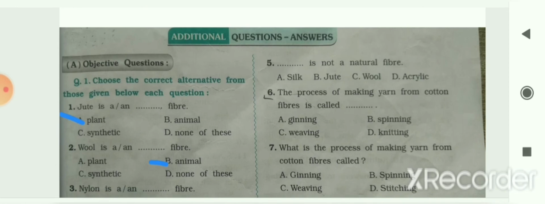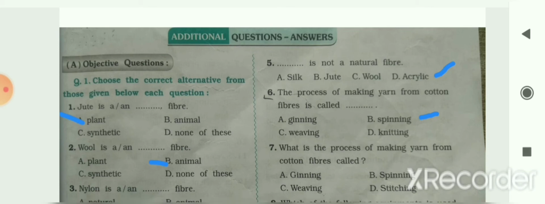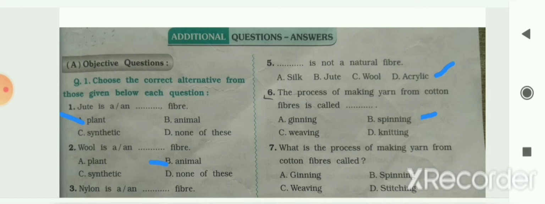The next question, blank is not a natural fiber. The options are silk, jute, wool or acrylic. So acrylic is not a natural fiber. The next, number 6, the process of making yarn from cotton fibers is called blank. Ginning, spinning, weaving or knitting. So your answer is option B, spinning. The process of making yarn from cotton fibers is called spinning.